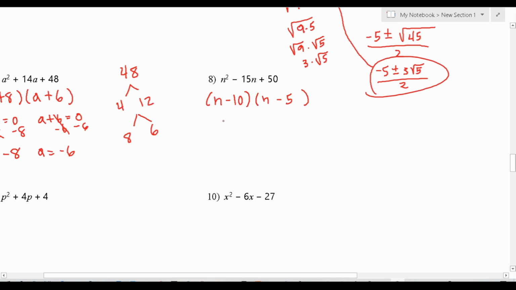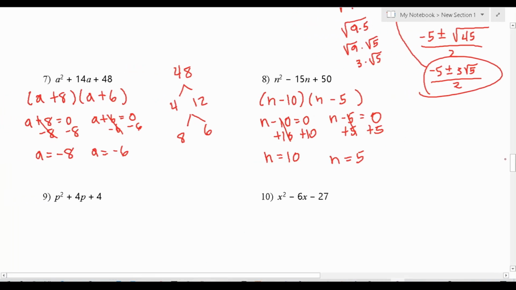And if we wanted to solve for n in this case, we would let these equations equal 0: n minus 10 equals 0, and similarly, n minus 5 equals 0. Let's add 10 to both sides. This crosses out, leaving you with n equals 10. Add 5 to both sides. This crosses out, leaving you with n equals 5. Okay, so that was that one. Again, these get pretty easy as you get good at the mental math.